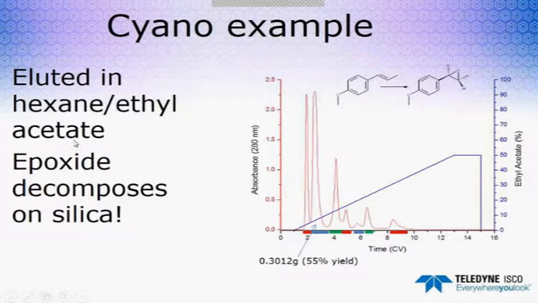The cyano column is reusable, so after you get done using the column, wash the column and store it in 2-propanol, because the hexane and ethyl acetate will cause the plastic column body to swell up.